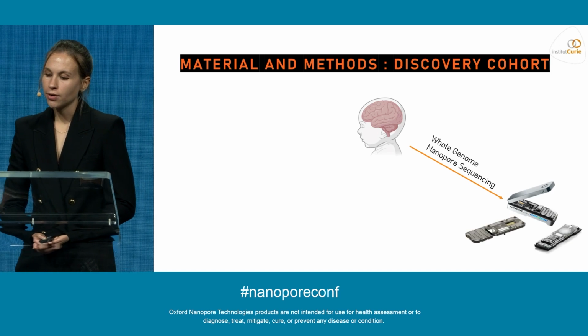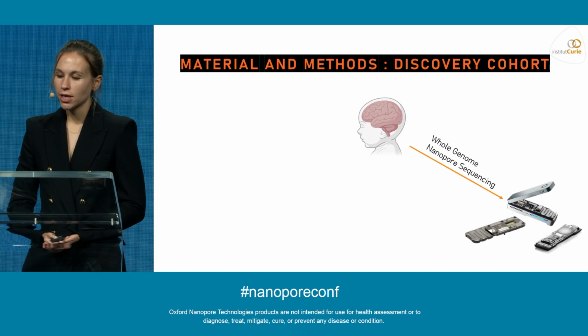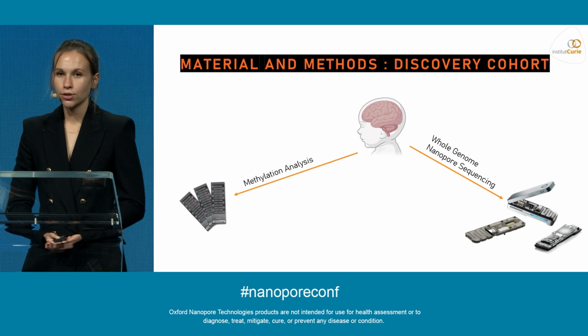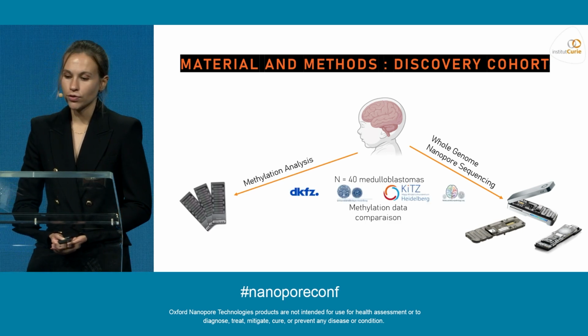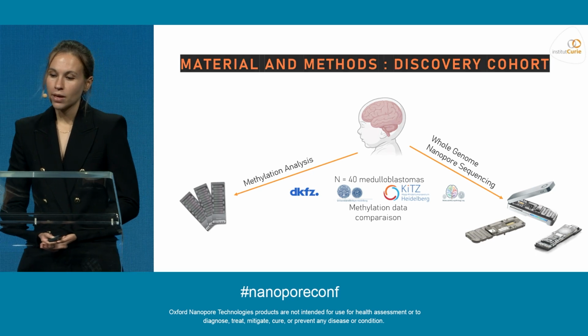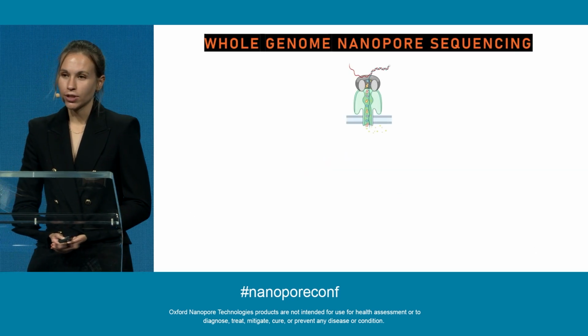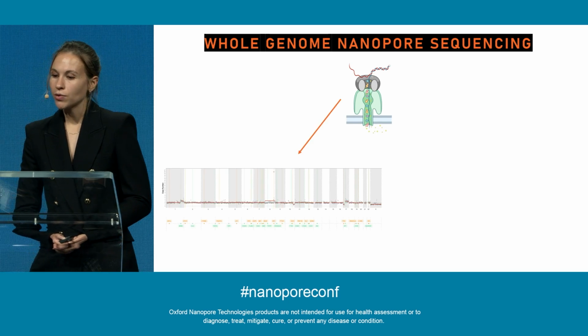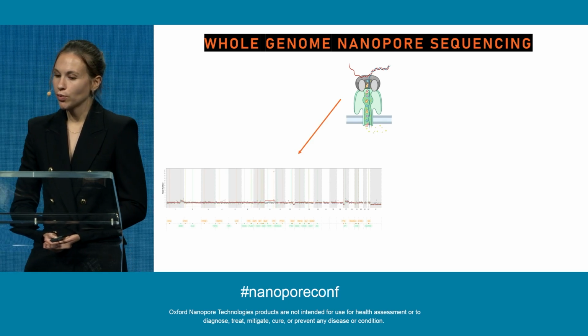So in our study, we were interested to compare the results of methylation obtained with whole-genome nanopore sequencing, either by multiplexing on a MinION flow cell or one patient on a Flongle flow cell, and we compared those results to the methylation results with the Illumina EPIC array on 40 frozen medulloblastomas. This time, we didn't perform adaptive sampling, but we just performed whole genome nanopore sequencing, which allowed us to obtain first the copy number profile.